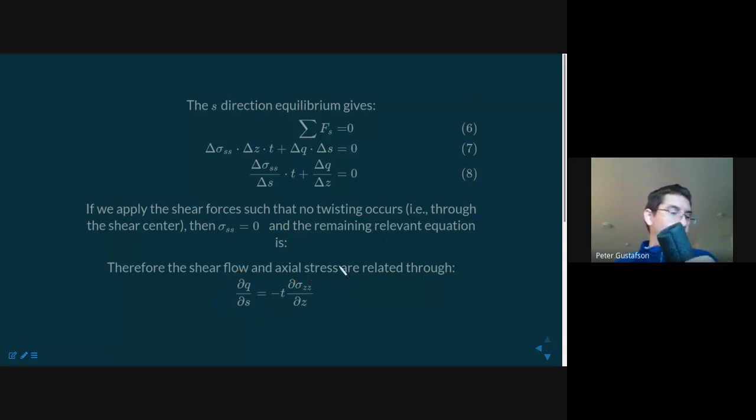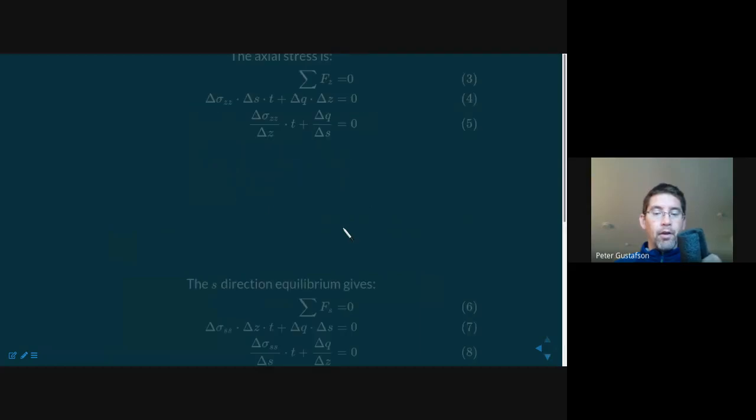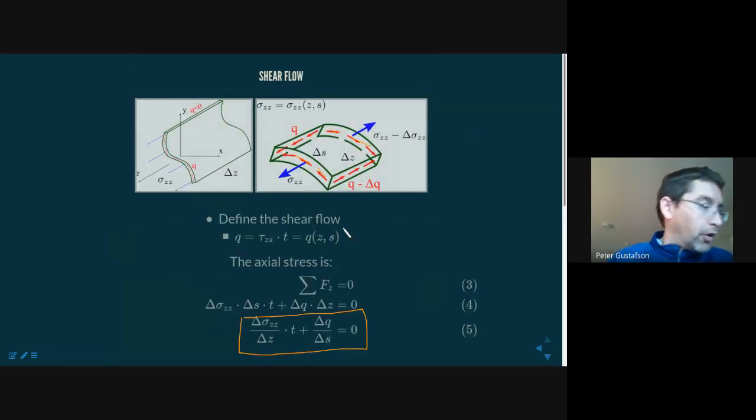I see Nicole asked a question: how do you go from delta q delta z equals 0 to the differential equation? To which differential equation?